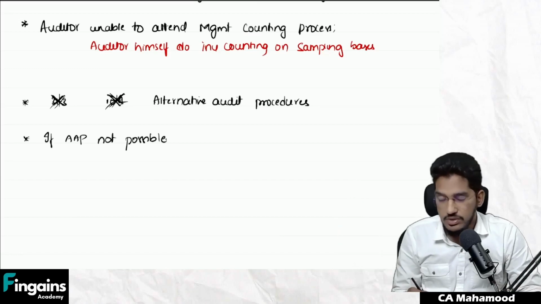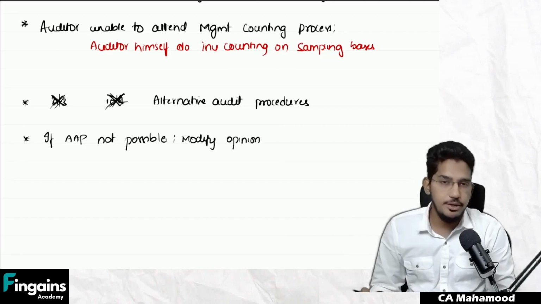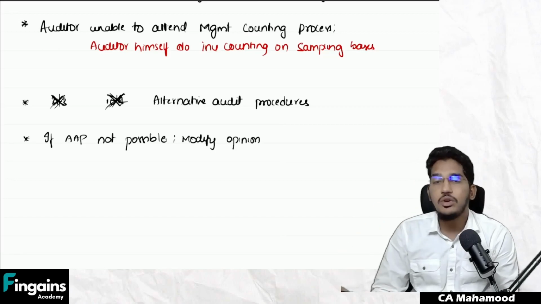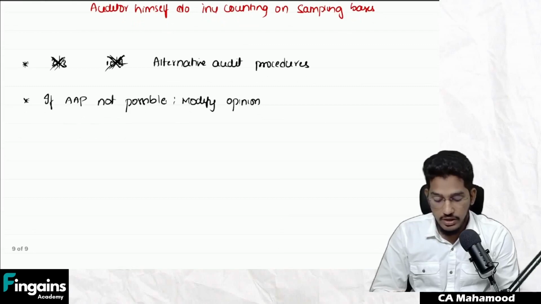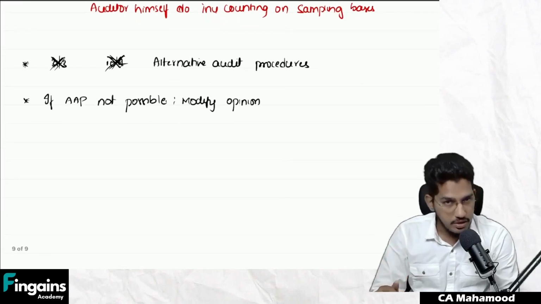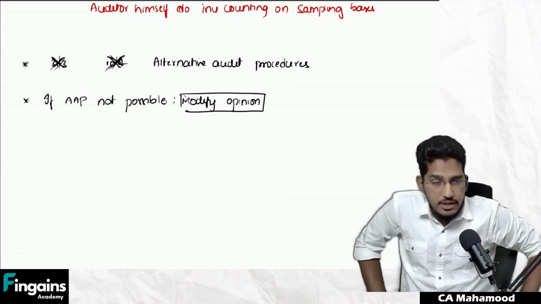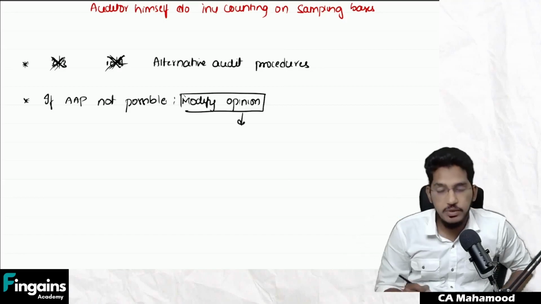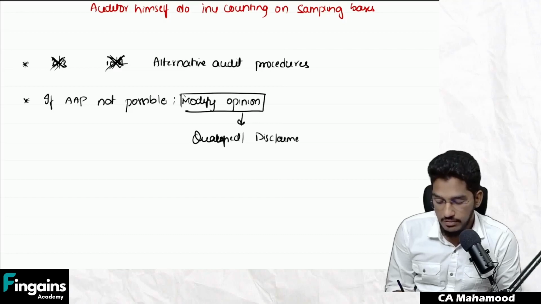If alternative audit procedures are also not possible, then you have to finally modify your opinion. If you are unable to think of any alternative audit procedure, or you try some but they do not give you audit evidence, then you should modify the opinion. Now, which kind of modified opinion? In modified also there are 3 categories: qualified, adverse, disclaimer. Here you should give either a qualified opinion or a disclaimer.